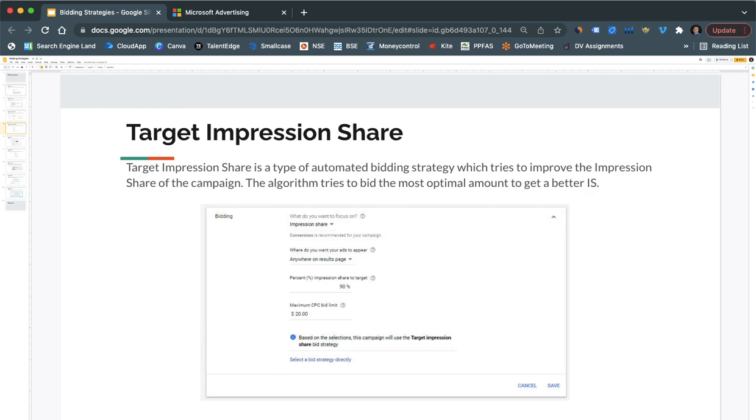Similarly, guys, there's another bidding strategy, which is target impression share. This specific bidding strategy is used when we want to improve the impression share of the campaign. Impression share is basically a metric which tells us how we are performing versus the expected impressions. So in case your impression share is really low, it basically means that your ads are not performing that well. In such a scenario, we can make use of this bidding strategy to improve the impression share of the campaign.